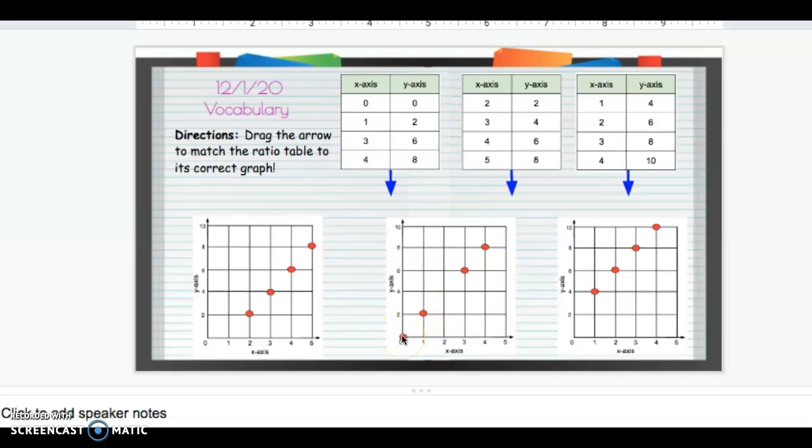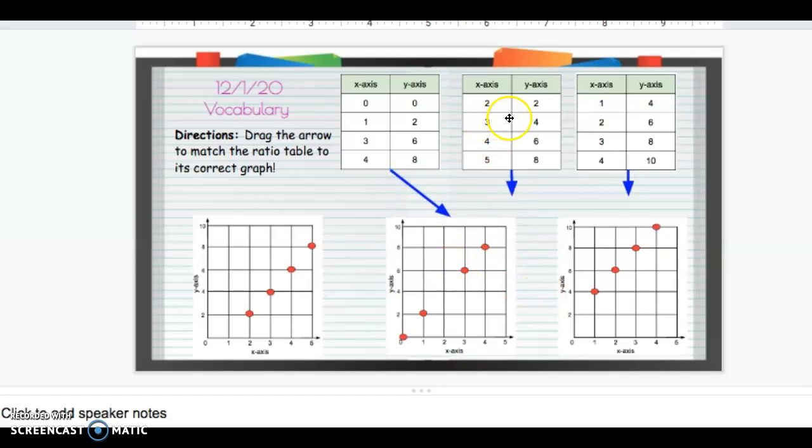Start at my point of origin, 0, 0. Walk to my 4. Fly to my 8. There's a dot. So I'm going to draw my first line to this graph.